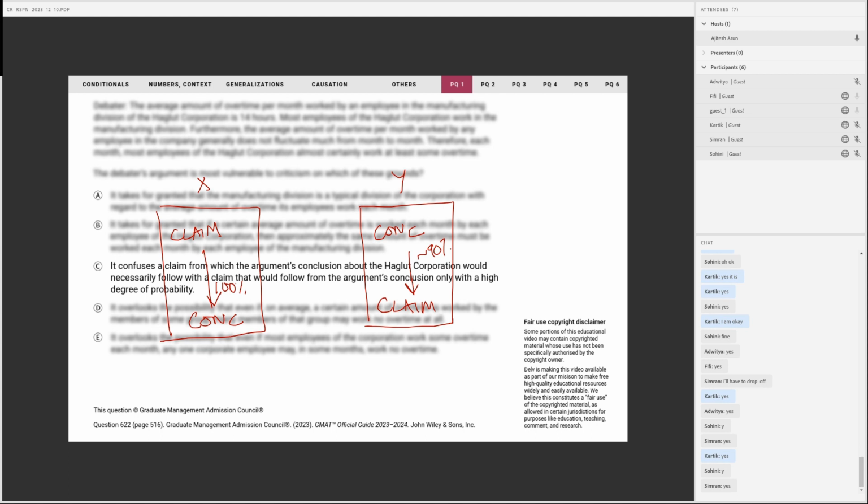Option C is the one we just discussed. Very complicated, but at the end of the day, there's nothing like that in the argument. Absolutely nothing. So option C is out. Option D, it overlooks the possibility that even if, on average, a certain amount of overtime is worked by the members of some group, many members of that group may work no overtime at all. This is the big problem over here. This is the problem with the argument. They think that most employees are in the manufacturing division, and the average for the manufacturing division is 14.